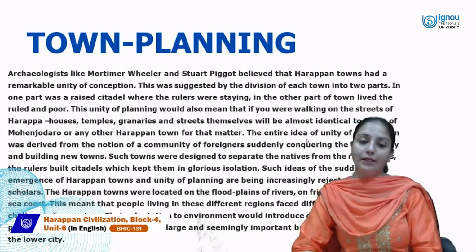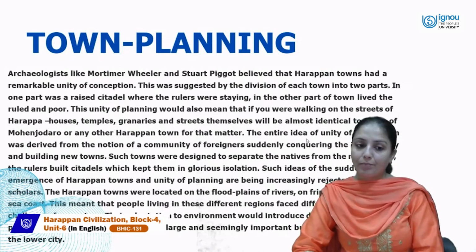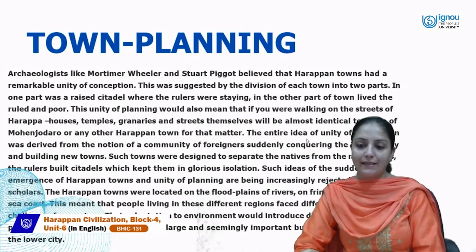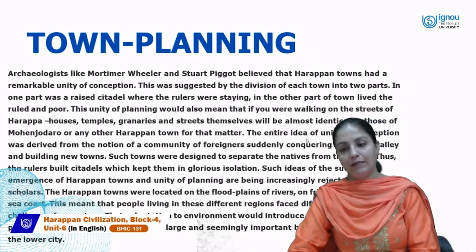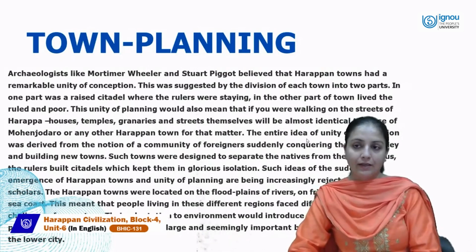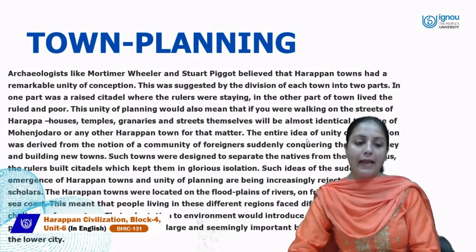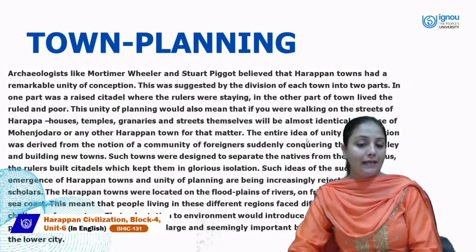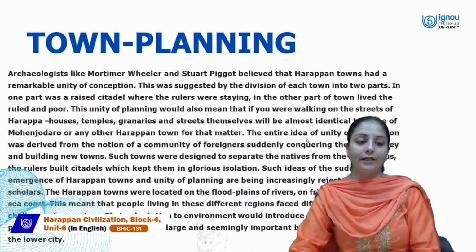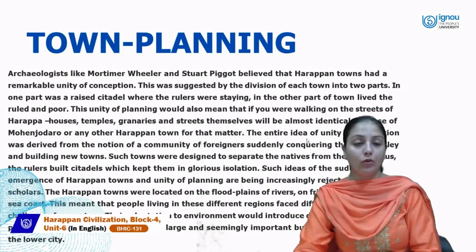The Harappan towns were located on the floodplains of rivers, on the fringe of desert, on the sea coast. This means that people living in these different regions faced different kinds of challenges from nature, like floods, earthquakes, and dried up rivers. Their adaptation to environment would introduce diversity in their town planning and lifestyle too. Many large and seemingly important buildings were located in the lower city. You can see some important buildings were located in the lower city also.